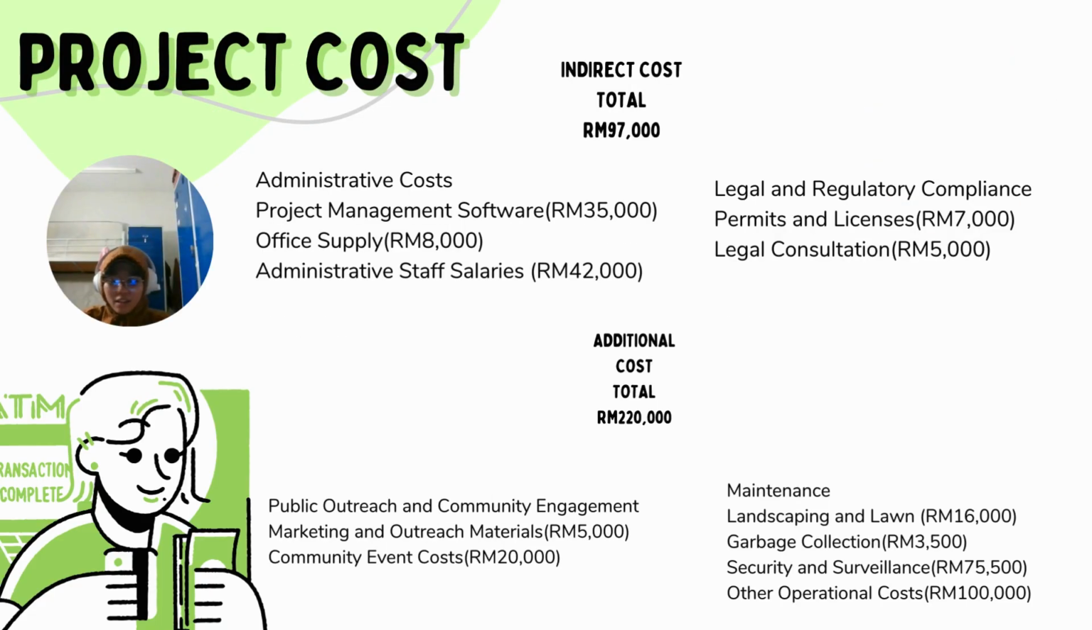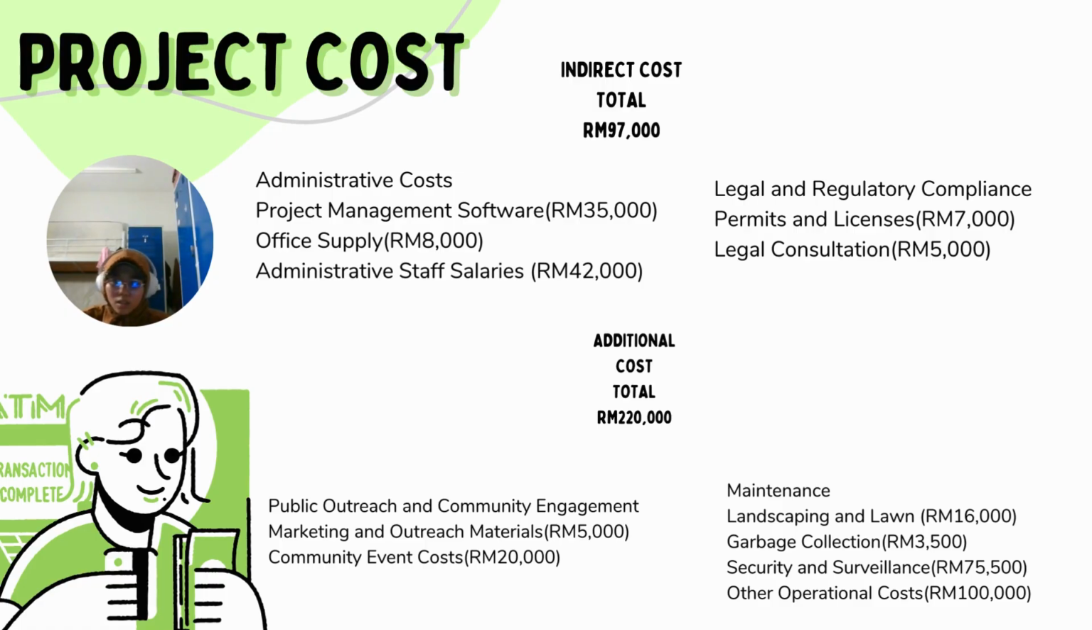Next, for indirect costs, we have two divisions, which are administrative costs and legal and regulatory compliance. Under administrative costs, we have project management software, office supplies, and staff salaries. For the legal cost, we have permits and licenses, and also legal consultation. All of this totals up to 97,000.